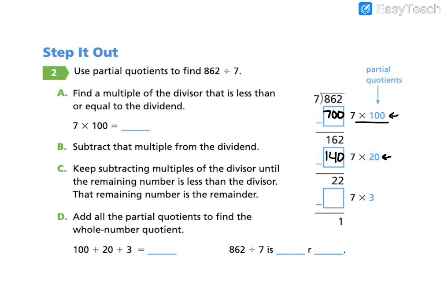When we see 22, what is our closest multiple? Well, 21 is a really close multiple of 7. 3 is our partial quotient. All right, in order to find our whole number quotient, we add our partial quotients. So 123. So our answer is 862 divided by 7 is 123 with a remainder of 1.